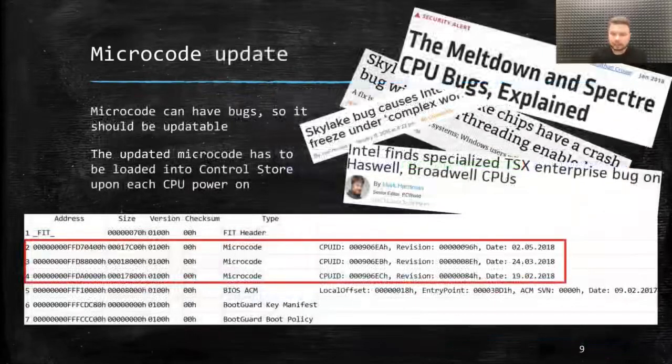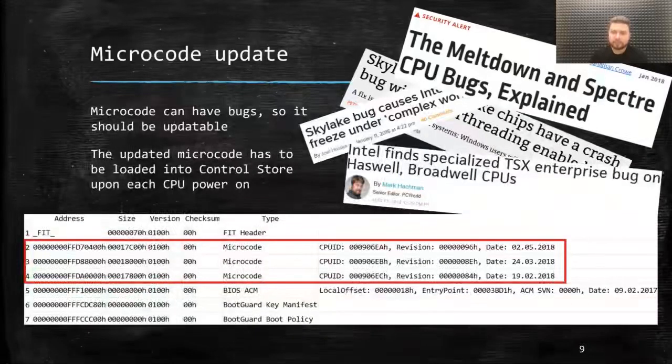The thing is, and it is well known for years, the microcode can have bugs, whether these are security issues or not, so it should be updatable. Remember, the original microcode is stored inside the CPU in a non-updatable memory. Hence, the updated version of microcode should be loaded into the control store, patch RAM, every time the CPU is powered on. And you can notice such updates are included in system firmware.